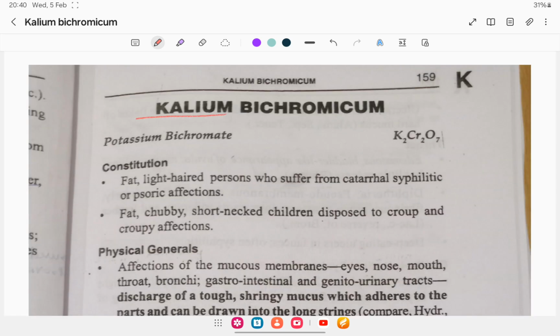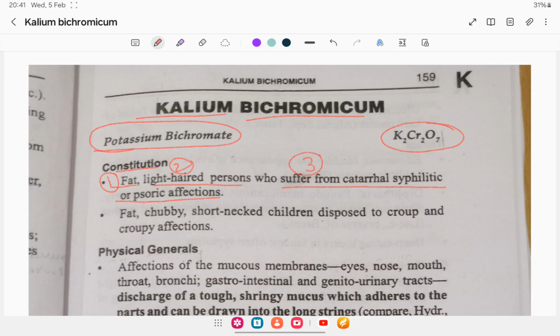This slide is from Allen. Kalium bichromicum, potassium bichromate, chemical formula K2Cr2O7. Constitution: fat, light-haired persons who suffer from catarrhal, syphilitic or psoric affections. Number 4, about children: fat, chubby and short-necked children. Long emaciated neck is in Natrum mur. Disposed to croup and croupy affections.